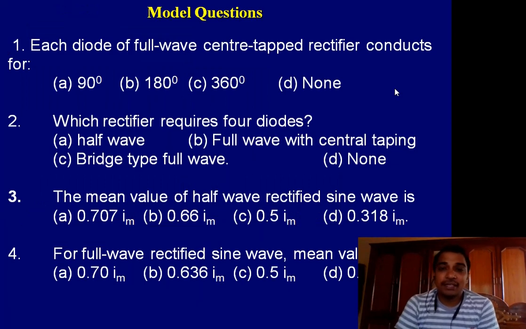Some questions we discuss. Each diode of full wave center tapped rectifier conducts for: option A, 90 degrees, 180 degrees, 360 degrees, or none. So two diodes we have. For every half cycle, one diode will work. So 180 degrees is the answer.